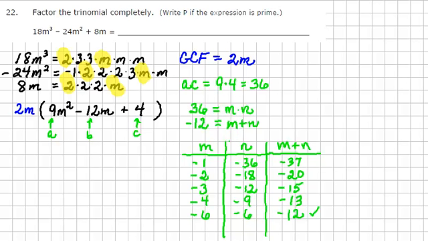So what we do is we go back and we replace the negative 12M with negative 6M minus 6M. So we use the M and the N to replace the B. So we have 2M, and then we'll leave the 9M squared. But in place of minus 12M, we're going to put minus 6M minus 6M. And then we'll leave the constant term the same.